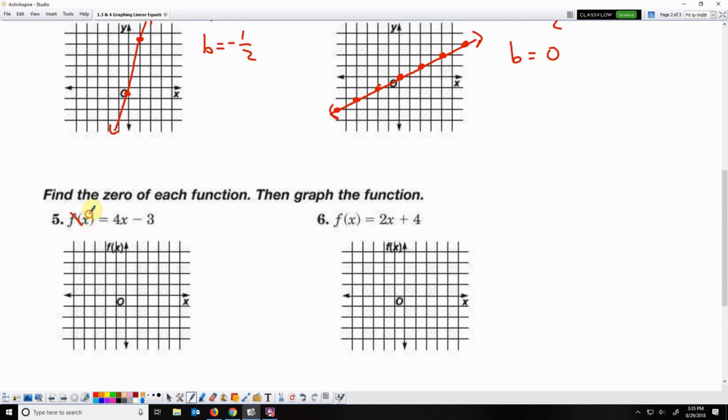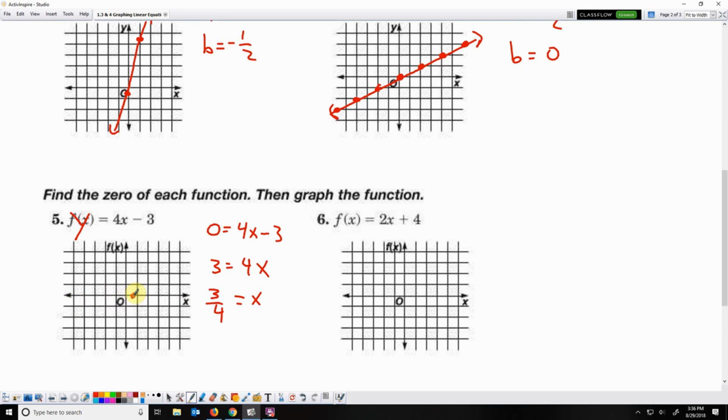And this right here, this f of x, that's just function notation. It's the same as putting a y there. So 0 equals 4x minus 3. Okay, so I can move that 3 over. So x is 3/4. So the x-intercept is 3/4. That is a 0 of the graph. A 0 of the graph is anywhere that it intercepts the x-axis.